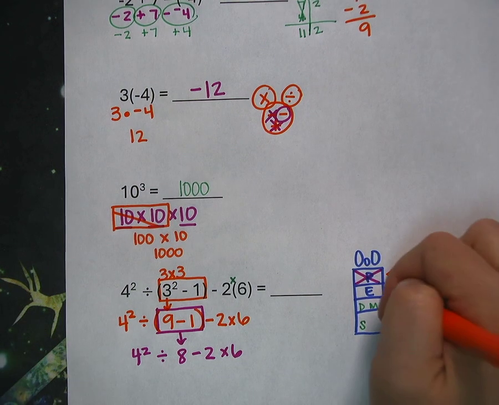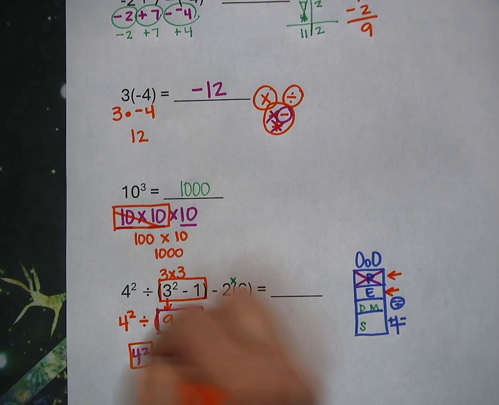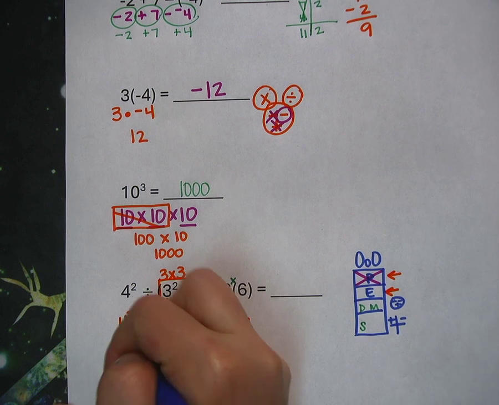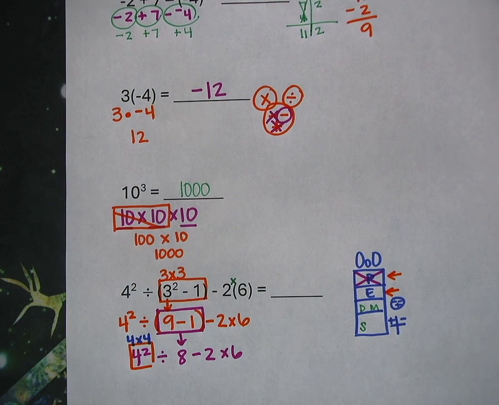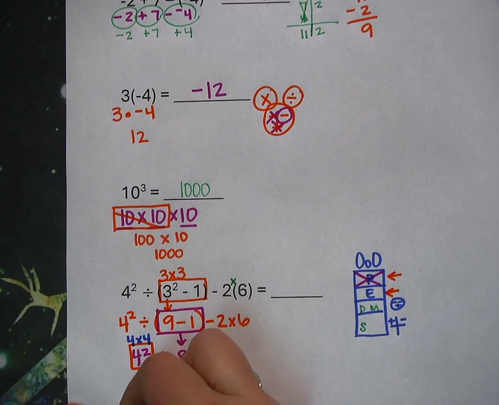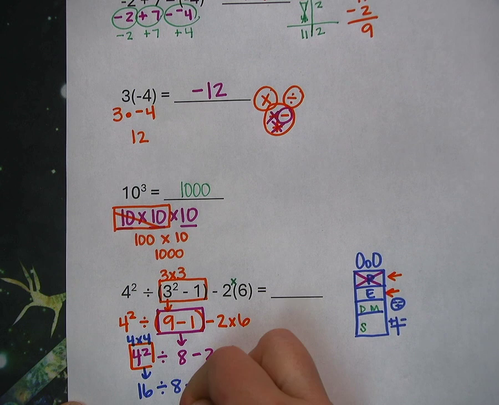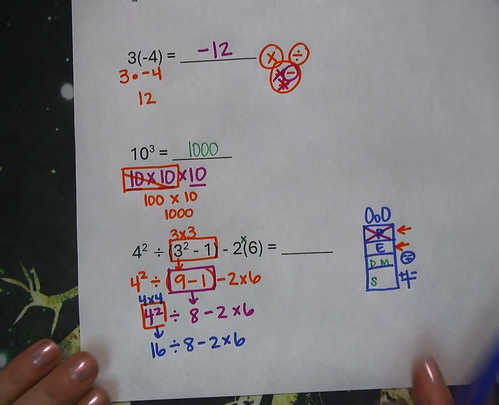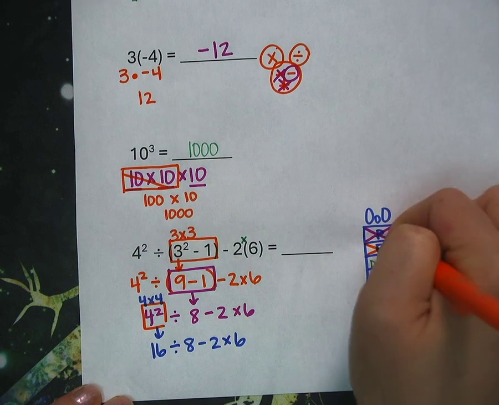All right, I do have exponents, so I'm going to go ahead and box and solve my exponent. And I always like to write it out. So what is 4 squared? That is 4 times 4. So 4 times 4 is 16. And again, I'm going to rewrite everything else underneath. I'm going to scoot my paper up just a little. And then I am officially done with my exponent, so I can mark it off.